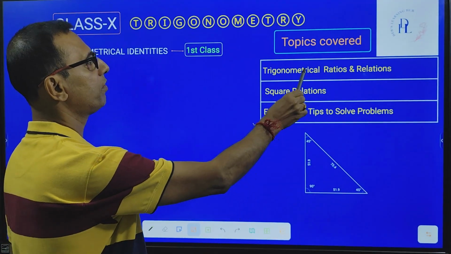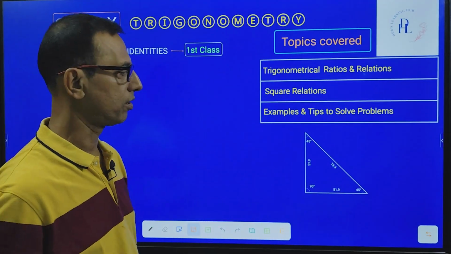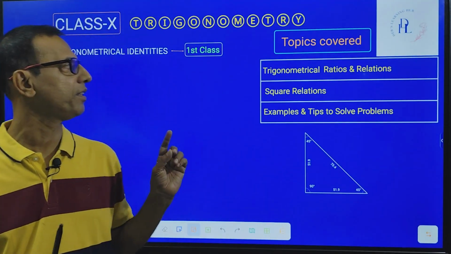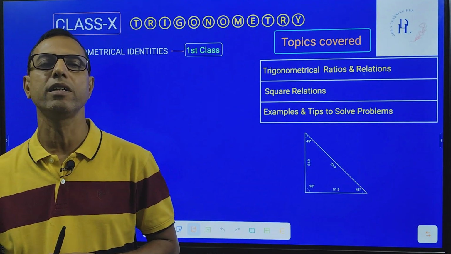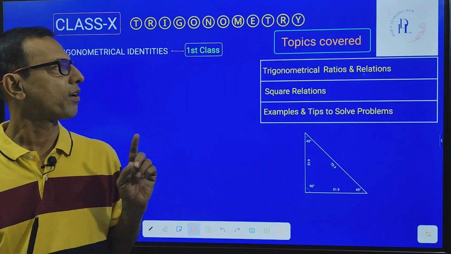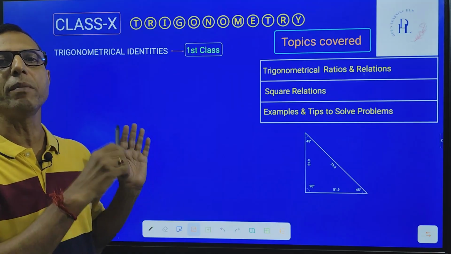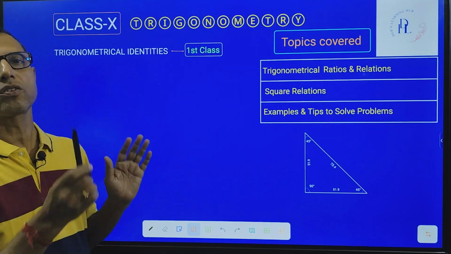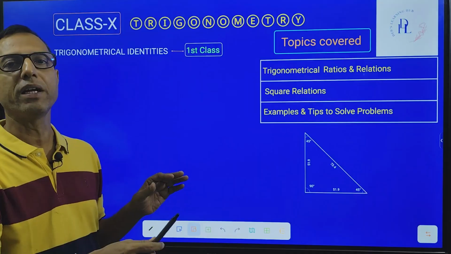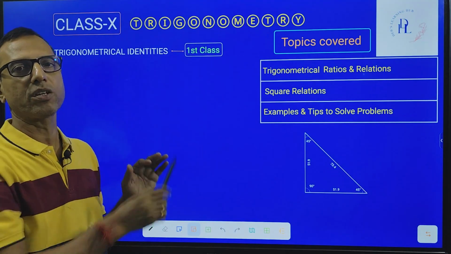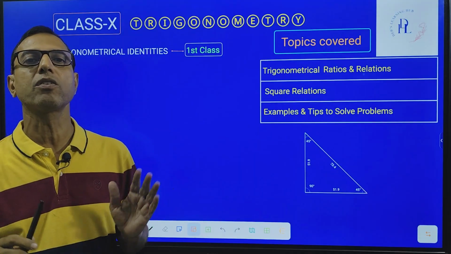Let's first cover trigonometrical ratios and their relations. So what is trigonometry? This is the term, it's a Greek word: trigon, T-R-I-G-O-N, and then metry. Trigon means triangle, metry means measurement. So trigon, triangle, metry, measurement. That means this is a measurement of triangle.